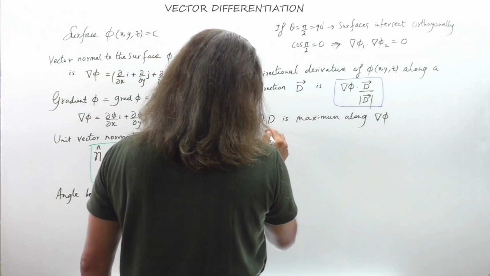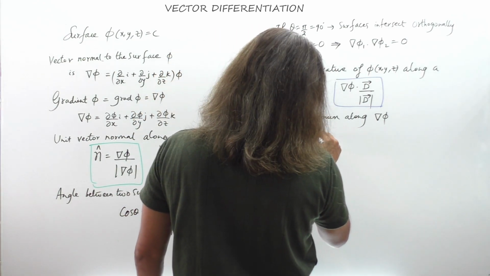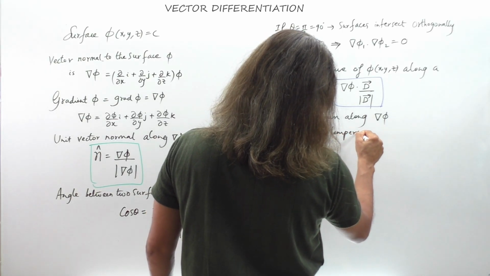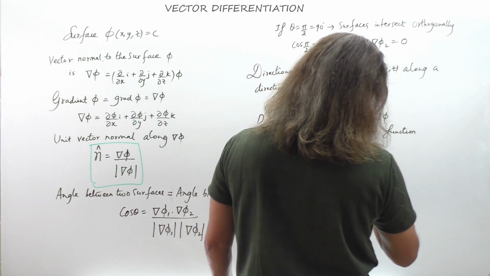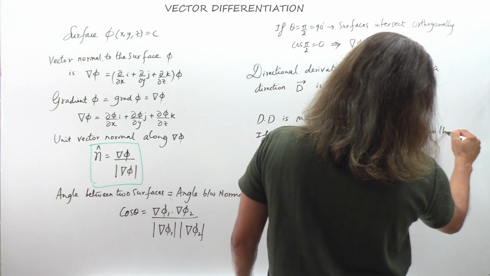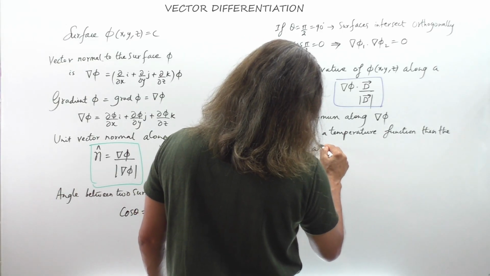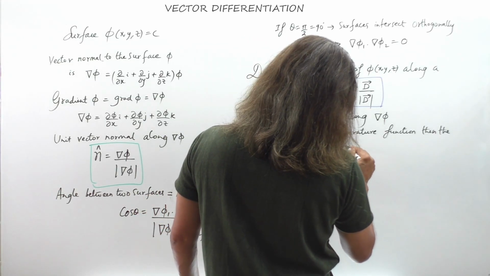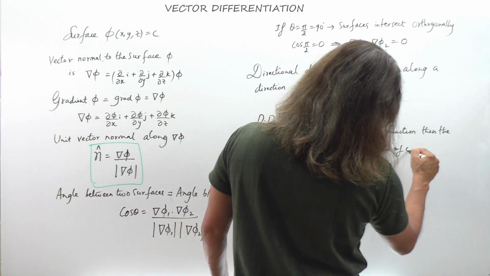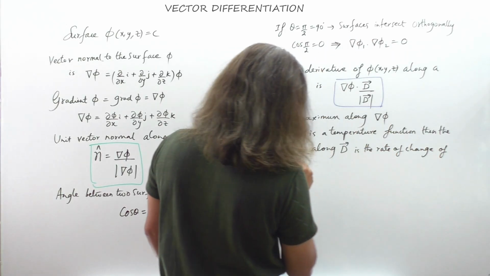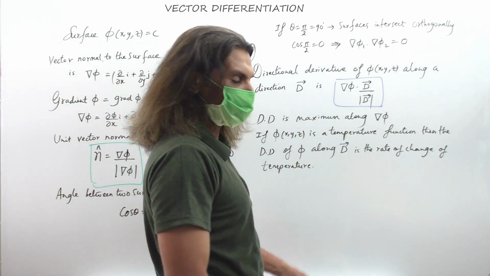The next is, if phi of x, y, z is a temperature function, then the directional derivative dd of phi along d vector is the rate of change of temperature. A useful theory here to solve the problems.